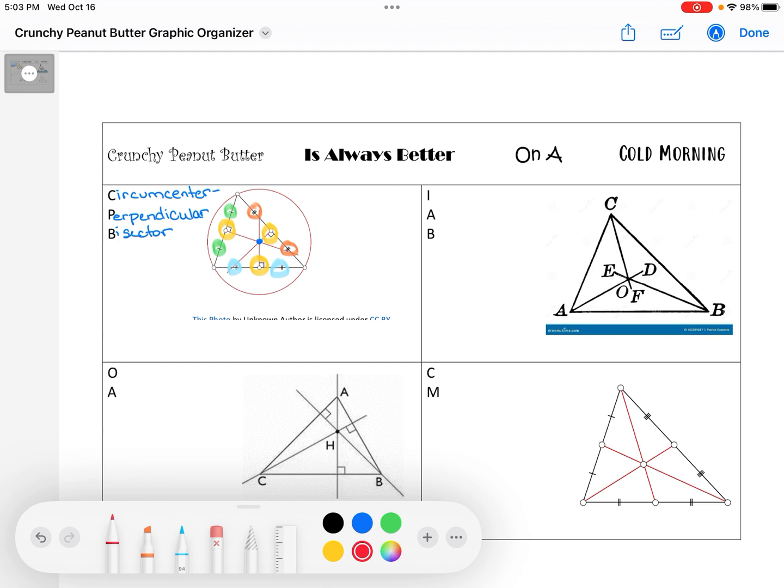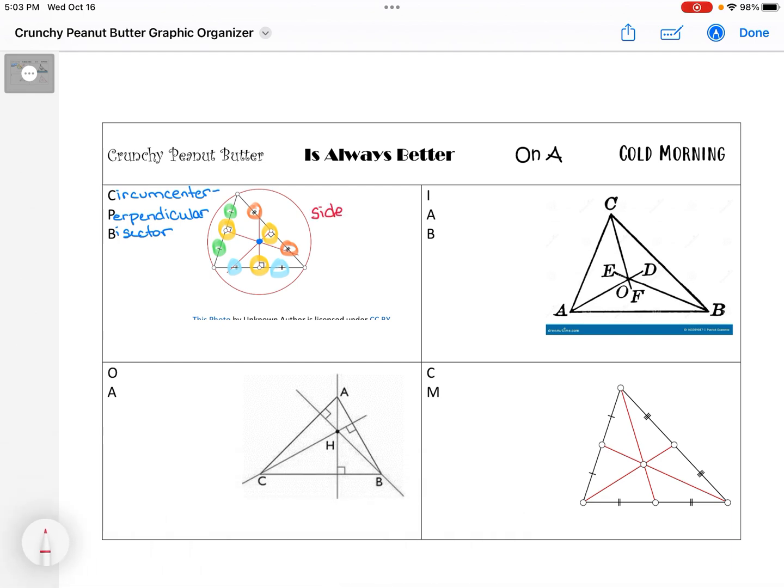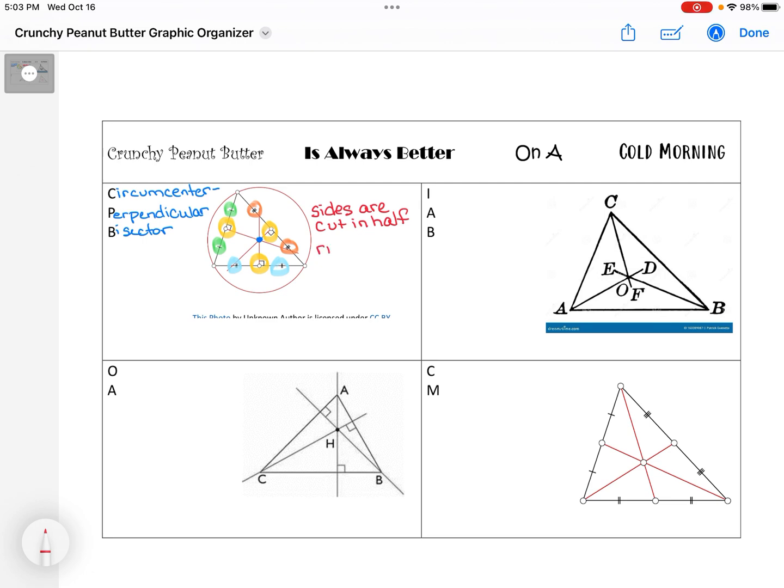All right, circumcenter, things you might want to remember, that the sides are equal parts. They're cut into equal parts, cut in half, and we have right angles. Okay, so if you drew a circle around the triangle like you see in the picture, the circumcenter is the center of the circle around the outside. That's just a fun fact.